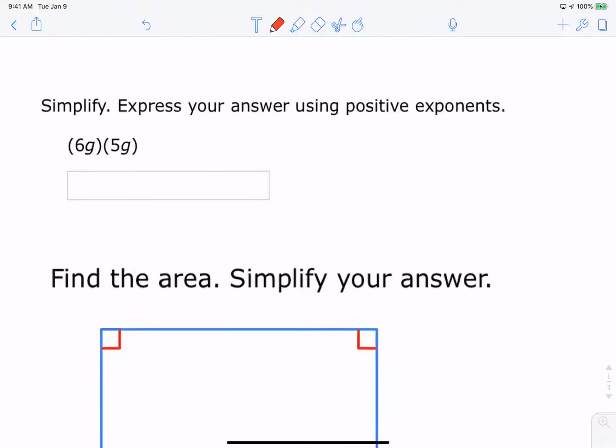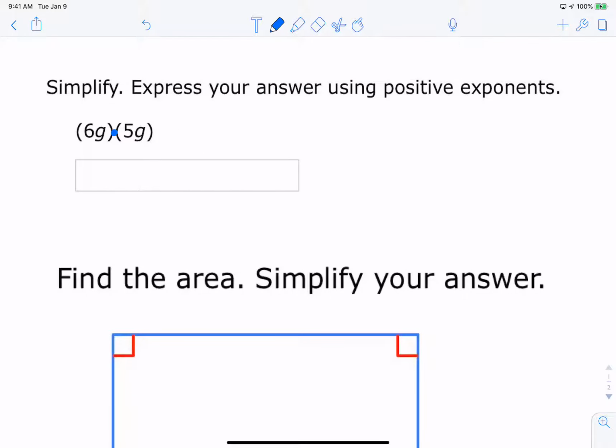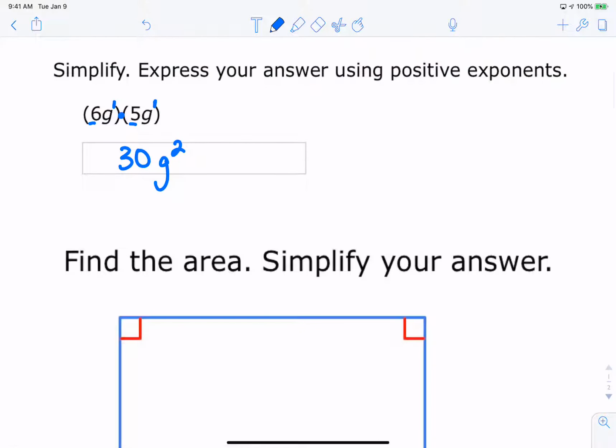Another example here, we're multiplying. Again, if there's nothing between the parentheses sets, we have to know that that's multiplication. So 6 times 5 will give us 30. And then g times g means g to the first times g to the first. We would add those exponents, so we would have g to the second. Okay, and it says using positive exponents. Well, that was our outcome anyway, so we're good there.